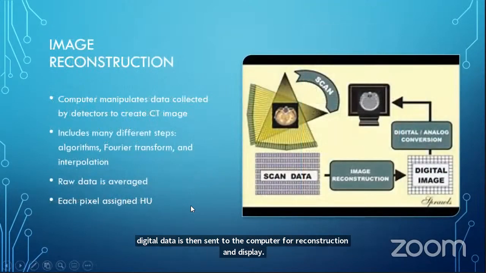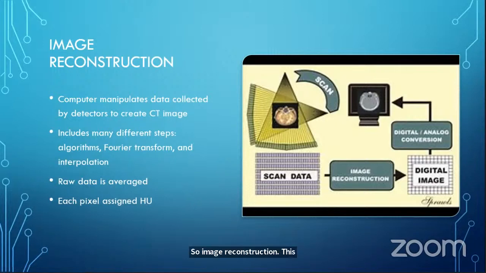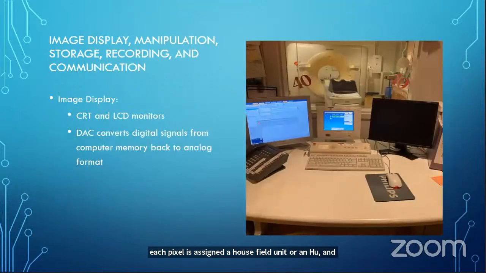So image reconstruction. This is basically when the computer manipulates the data collected by the detectors to create the CT image. It includes many different steps. It includes algorithms, Fourier transform, and interpolation. Basically what happens is the raw data is averaged and each pixel is assigned a Hounsfield unit, or an HU. And we're going to get into more of that in just a minute.